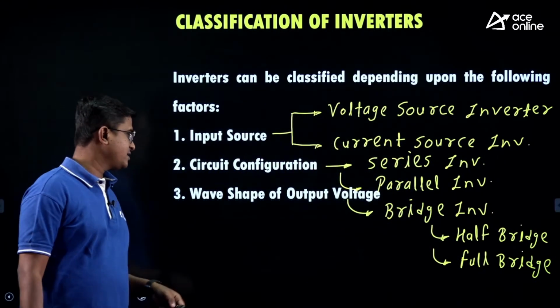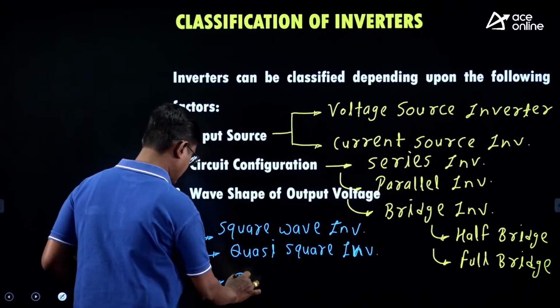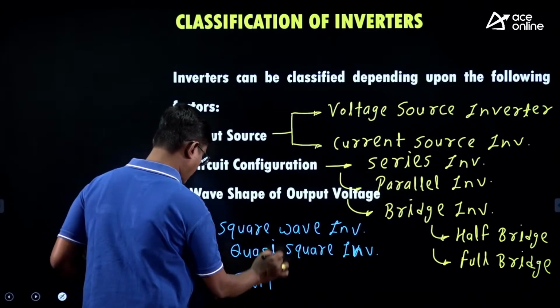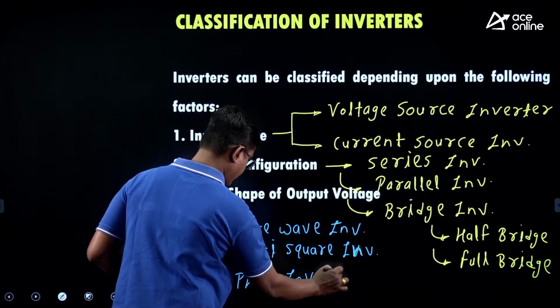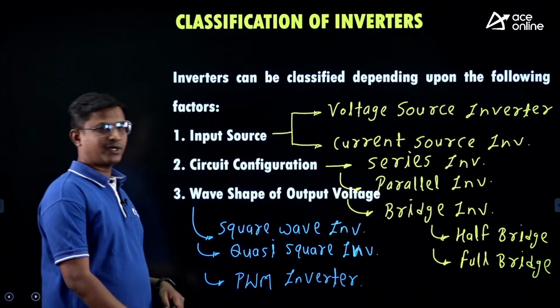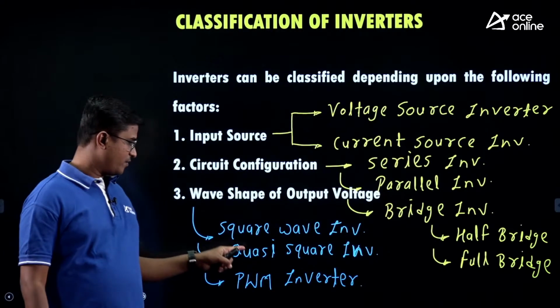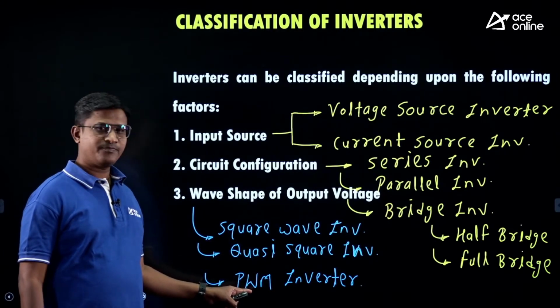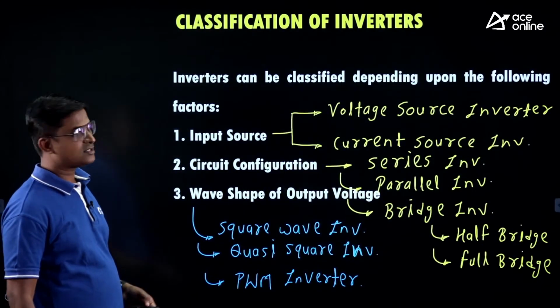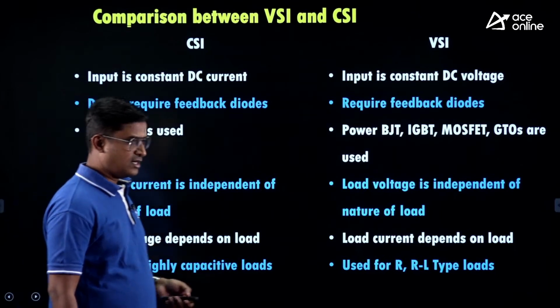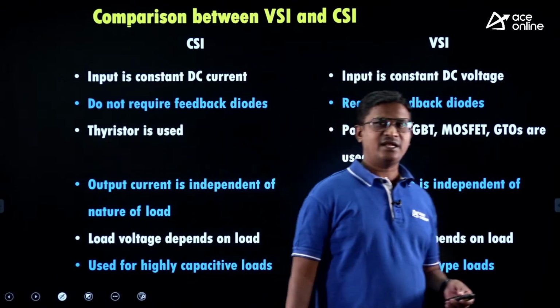Third classification is PWM, the pulse width modulated inverter. Pulse width modulation type inverter. Okay, right. Square wave, quasi square wave, and PWM. Next, so this is about the classification of the inverters. Now we are going to discuss the difference between VSI and CSI.